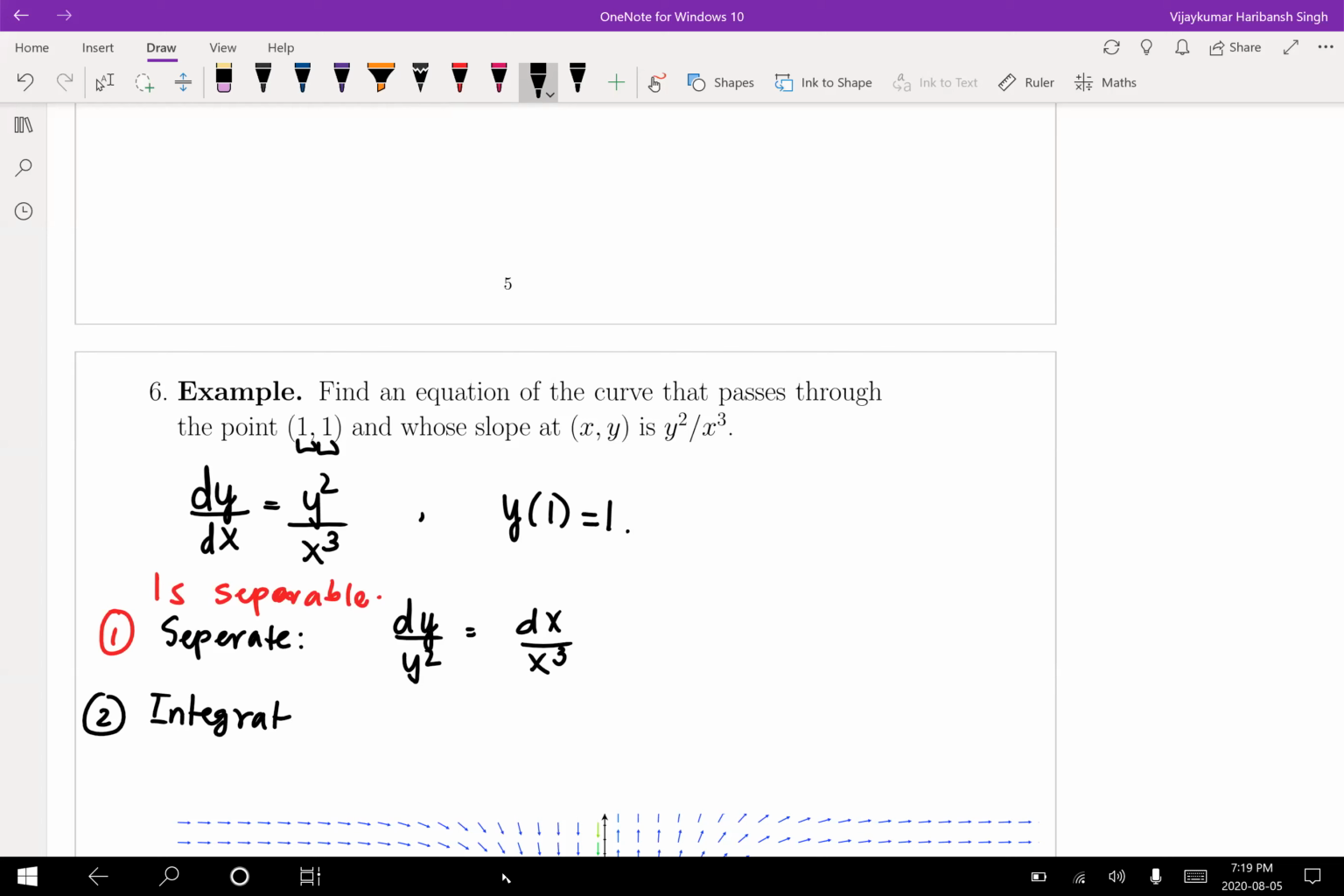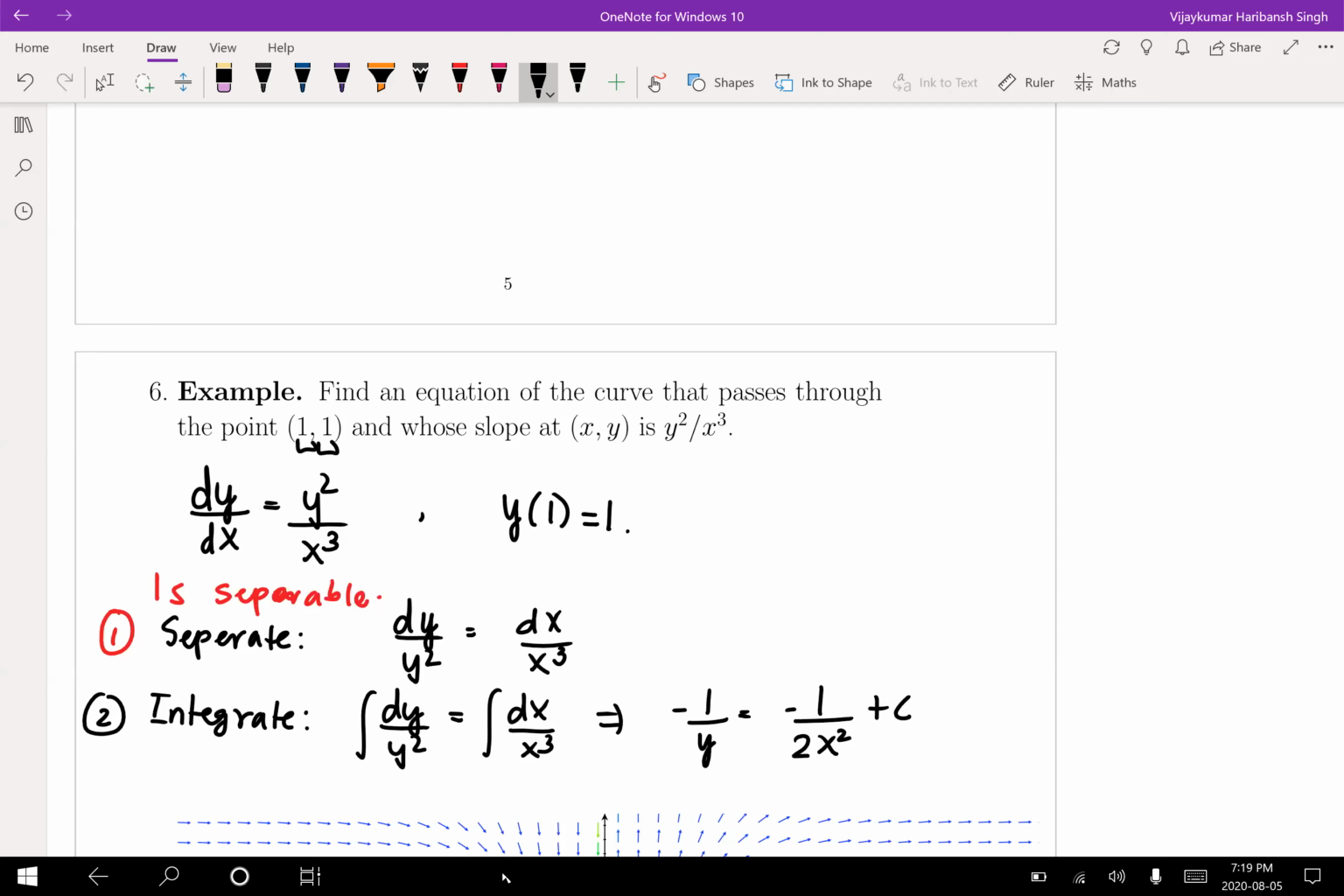So when we integrate, we get the integration of dy by y squared equals the integration of dx by x cubed. What is the integration of this? It is minus 1 by y equals minus 1 by 2x squared plus c.